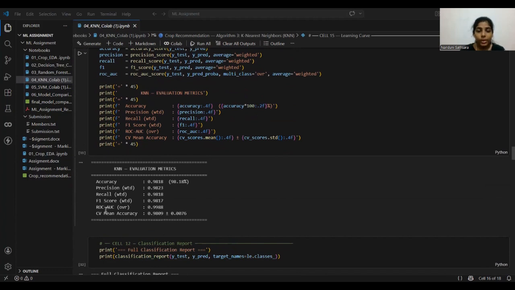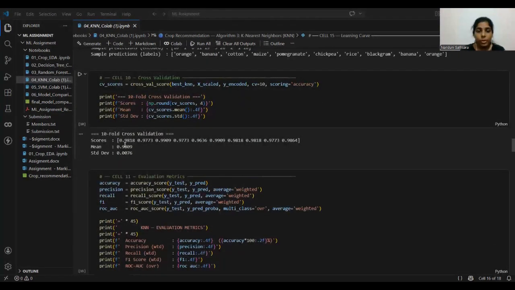I also calculated the ROC AUC score, which was really close to 1, indicating excellent classification capability. To ensure the model is stable, I used 10-fold cross-validation. The average accuracy was around 98% with low variation, which means the model performs consistently.